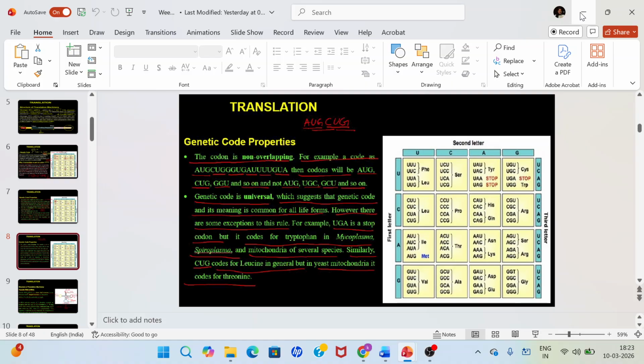And in mitochondria of several species, similarly, CUG codes for leucine in general, but in yeast mitochondria it codes for threonine. It can code for threonine also, but in yeast only.